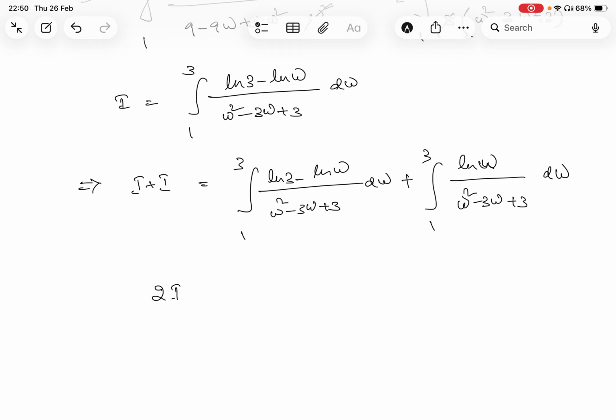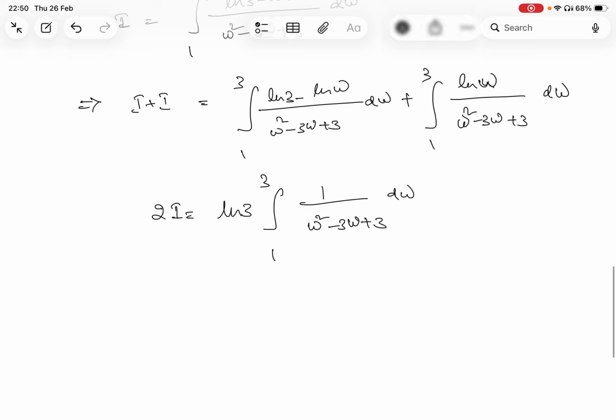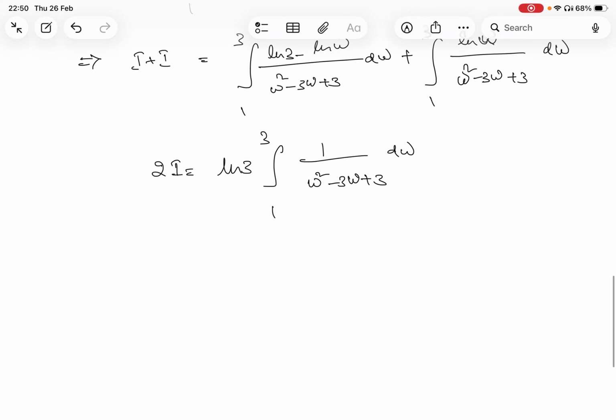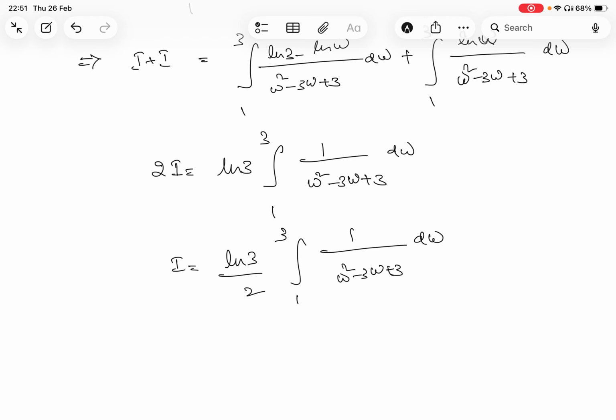I plus I is 2I. Then this ln w term will get cancelled, and you are left with ln 3 as a constant, and 1 to 3, right? 1 by w square minus 3w plus 3 into dw. Fine. Now I becomes ln 3 by 2 into the integral from 1 to 3 of 1 by w square minus 3w plus 3 into dw. Fine.